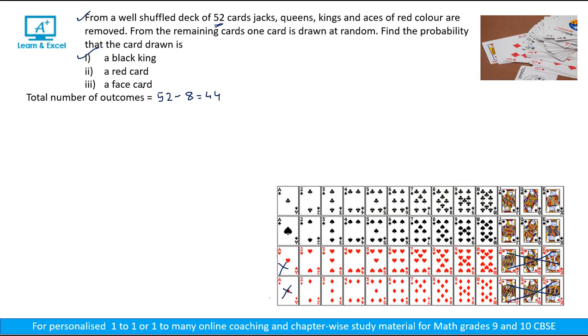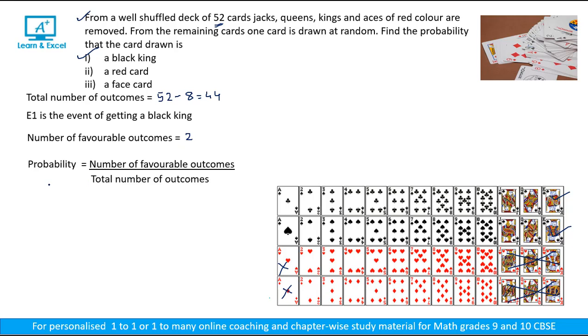Let the probability of drawing a black king be E1. The number of favorable outcomes, we can see that in this deck of cards 2 black kings are there. Probability we know as number of favorable outcomes upon total number of outcomes. So the probability that the event E1 is occurring will be 2 upon 44, which is also equal to 1 upon 22.